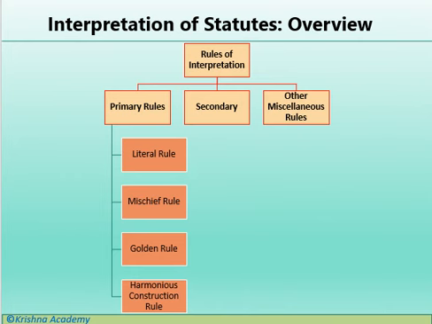Primary rules are four rules mainly. These are very important rules, and here we are simply seeing the overview. We are not going to explain any rule in this video. Subsequently we will make videos on the explanation of each and every rule with related case laws also. In primary rules there are four rules: literal rule number 1, mischief rule number 2, golden rule number 3, and the fourth rule is harmonious construction rule.